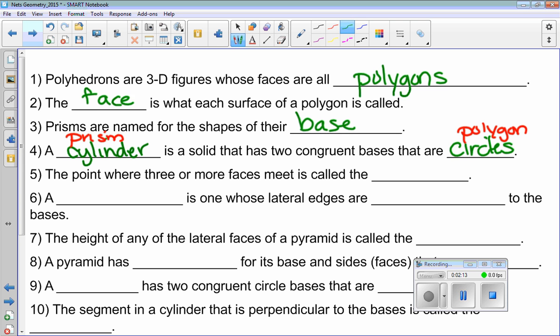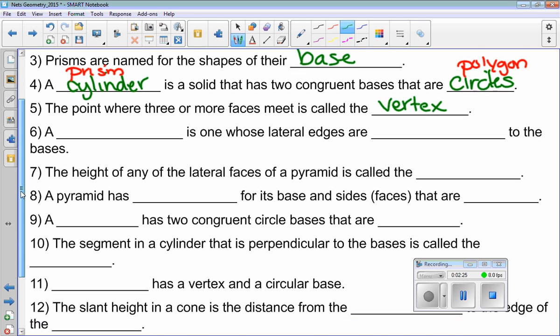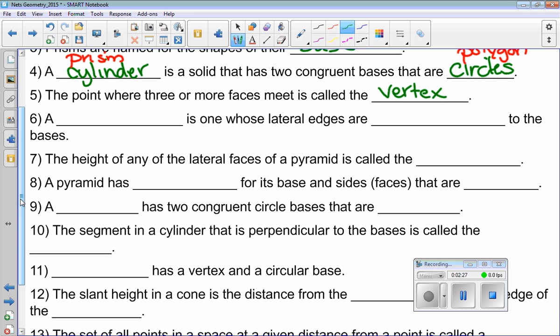What about number 5? The point where 3 or more faces meet. What do you think that's going to be called? Vertex. Good. Like the points of the polyhedron. All right, number 6. A blank is one whose lateral edge. What do you think a lateral edge is?